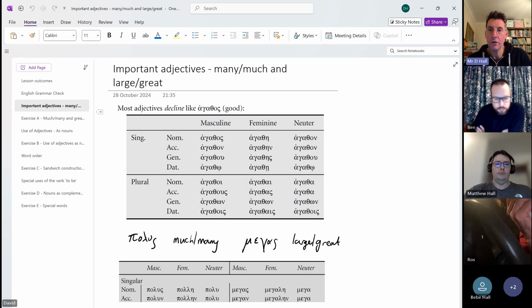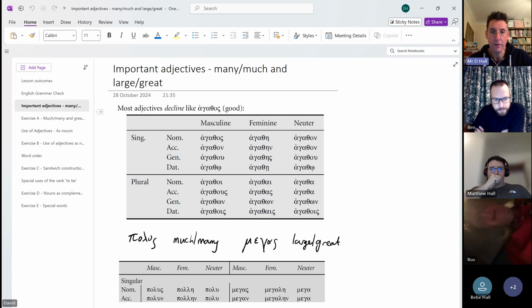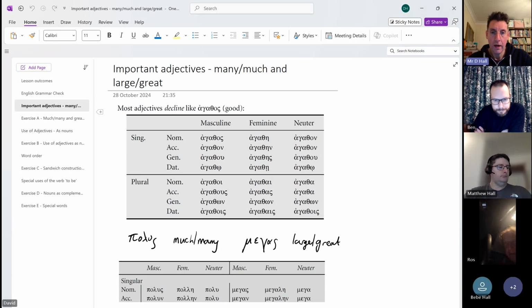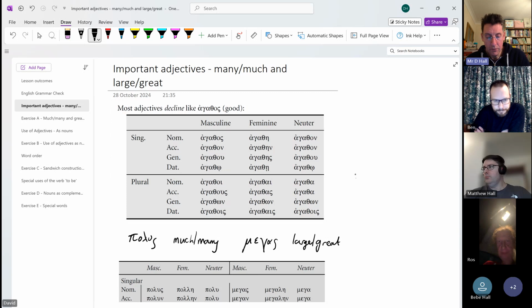But then the endings, as you're hopefully beginning to see, are very similar. They're similar to the endings that we saw for the nouns, and for the article as well. So although it looks like lots of tables, in most cases there are lots of similarities, and once you start to see the patterns, you start to spot that certain endings will go with certain words, and it starts to fall into place a bit more. So this is the set of tables that we would use to write most adjectives in Greek. Not all of them, but they all decline. So that's just the ending.